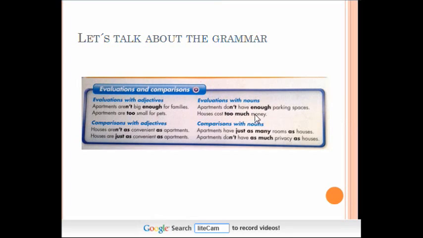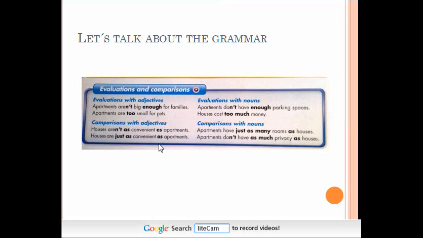Here we have evaluations with nouns. In this case, we are using the verb have. Apartments don't have enough parking spaces. Here we use the verb to be. Okay, here we have the verb have, and in this case, houses cost too much money. In this case, we are adding much because money, remember, is uncountable. Okay. Very good.